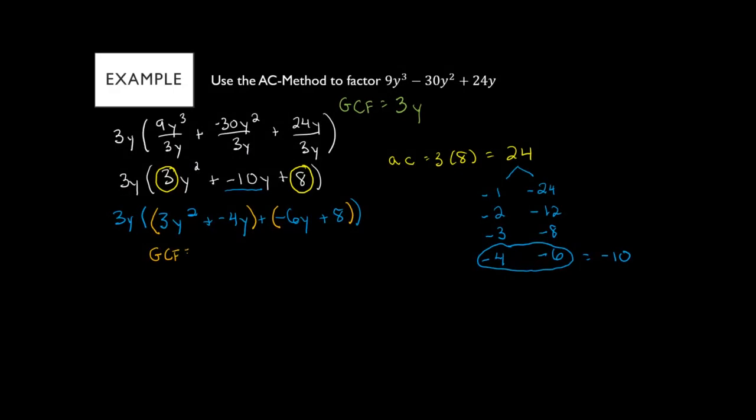So my GCF in the first pair, I can't divide a number out of 3 and negative 4, but I can remove a y. And you'll see in that first pair, you're always going to be able to remove a variable. And then generally in the second pair, you never get to remove a variable. So out of negative 6 and 8, I can divide those both by 2. And actually I want to divide by negative 2 because the first number in the pair is negative.